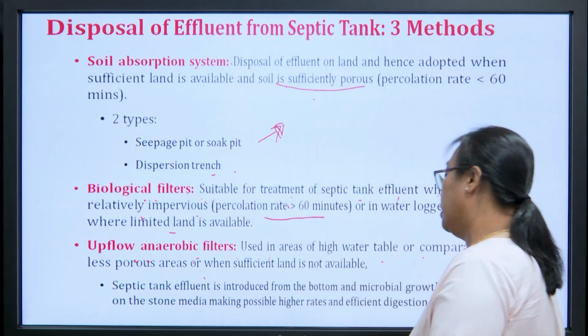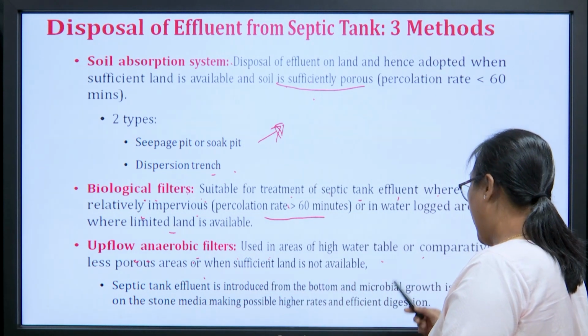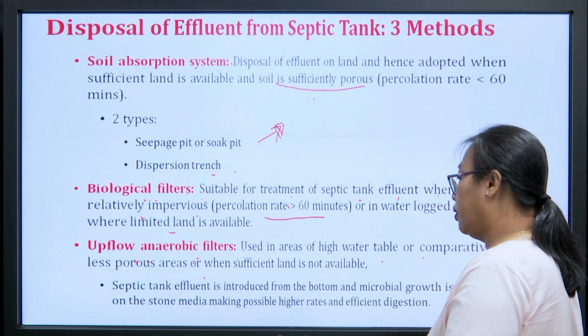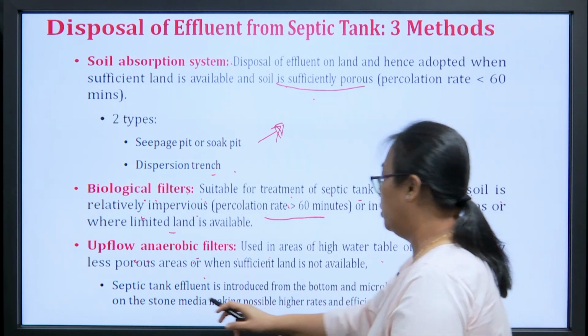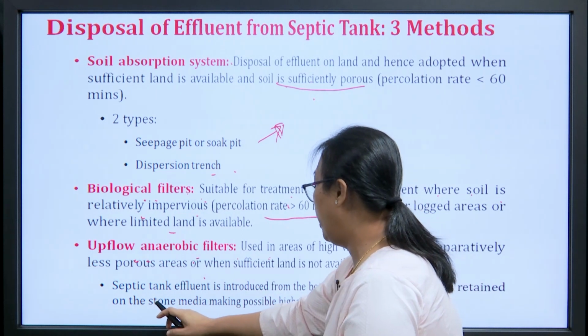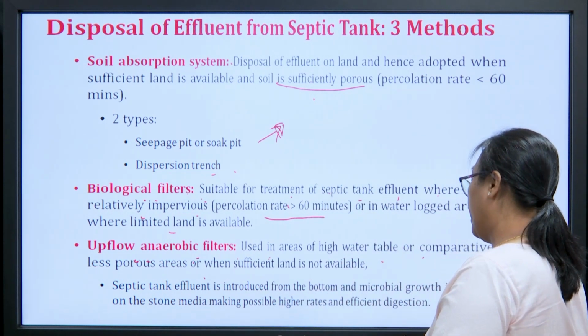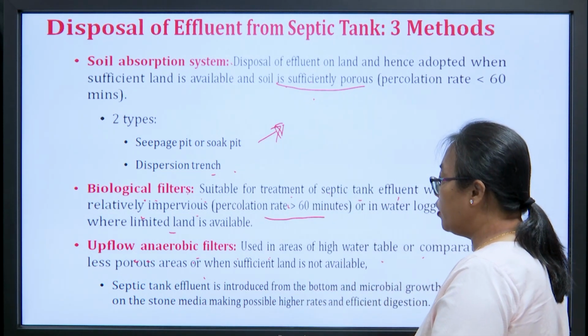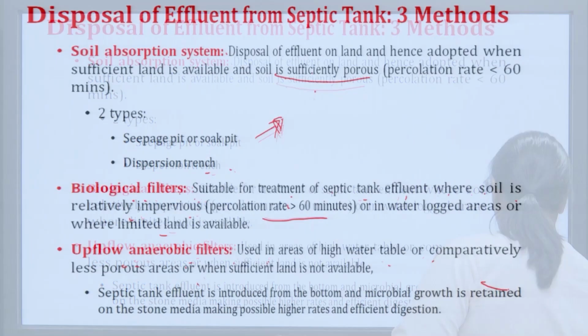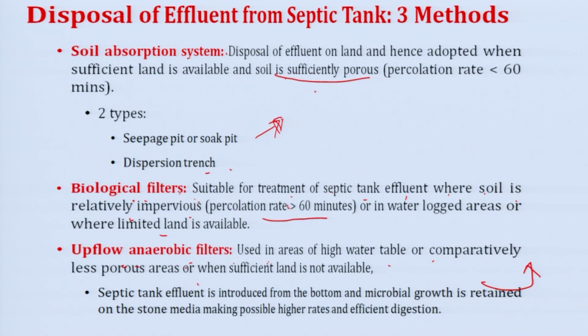The septic tank effluent is introduced from the bottom and microbial growth is retained on the stone surface, on the stone media, making possible higher rates and efficient digestion. So, here what you are going to do, आपका फ्लो ऐसे जाएगा ऊपर है ना, क्योंकि इट्स अप फ्लो, राइट.